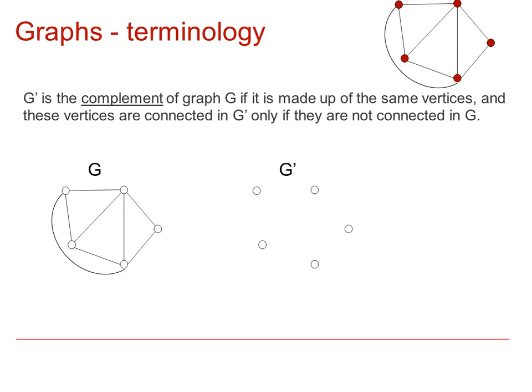Now by the complement of a graph, so what we call G prime, it's made up of the same vertices, but then we have the vertices that are not connected in G are connected in G prime. So if we look at the diagram on the left, we can say, well, which vertices are not connected directly? Those are the two there, and so that produces G prime.